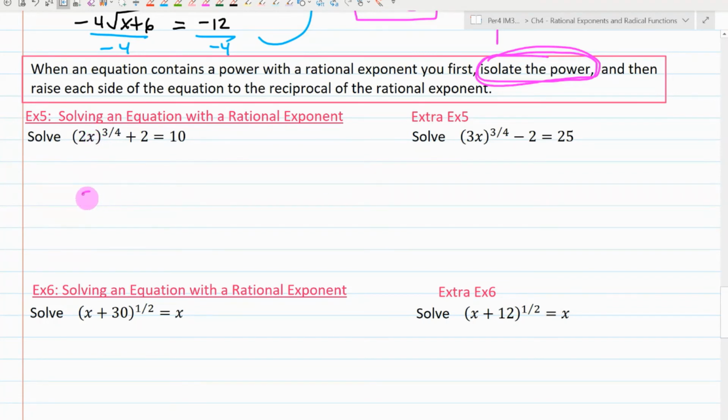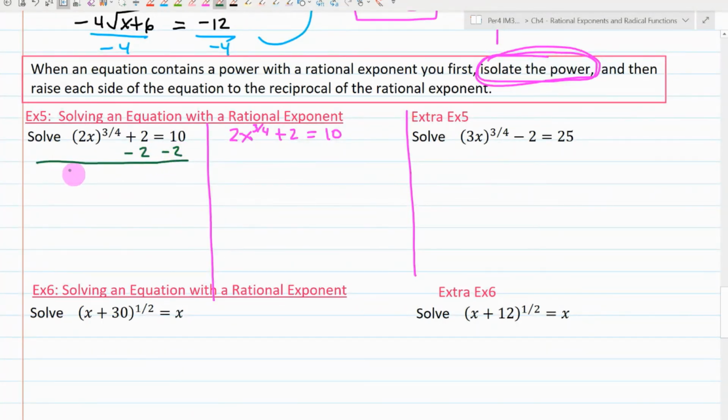Now if this looked like this, which actually I might do just so that you can see the difference. If it looked like this, the problem would be done differently. And I'm going to show you both of those so that you can see that. So for the first one, we're going to go ahead and subtract 2. So I'm going to have 2x to the 3/4 is equal to 8.